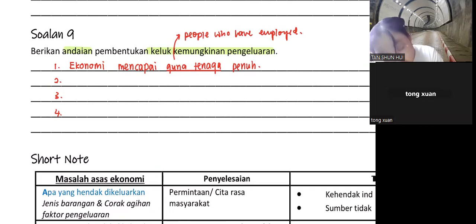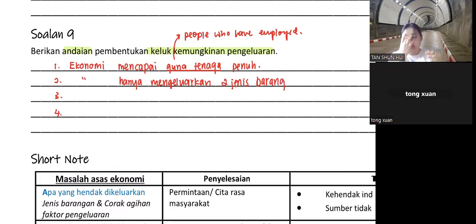Now, other than that, we will assume what? The economy only produces 2 things. Hanya mengeluarkan 2 jenis barang. Why must it be 2 jenis barang? Because your graph only has 1 y-axis and 1 x-axis. There's no other place for a third thing, sorry.